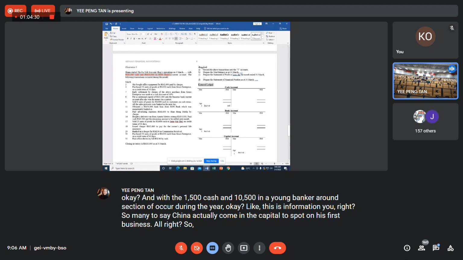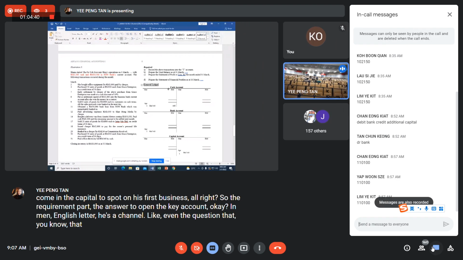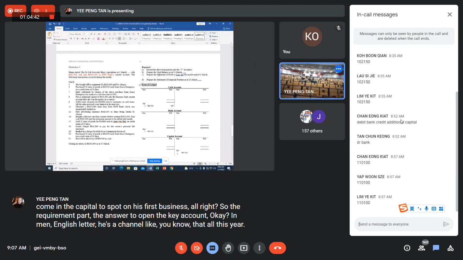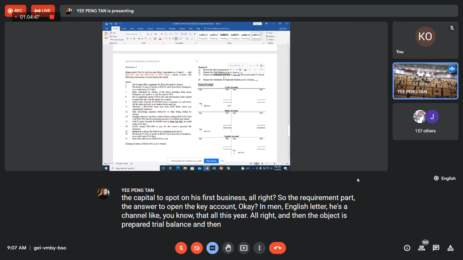All right. So the requirement part, they ask you to open the T account. Okay, in which ledger? This one is a general ledger. Even if the question never tells you, if it's a general ledger, you know that all these T accounts should be in a general ledger. All right. And then they ask you to prepare a trial balance, and then prepare a SOPL and SOFP. All right, so now we do one by one, okay?